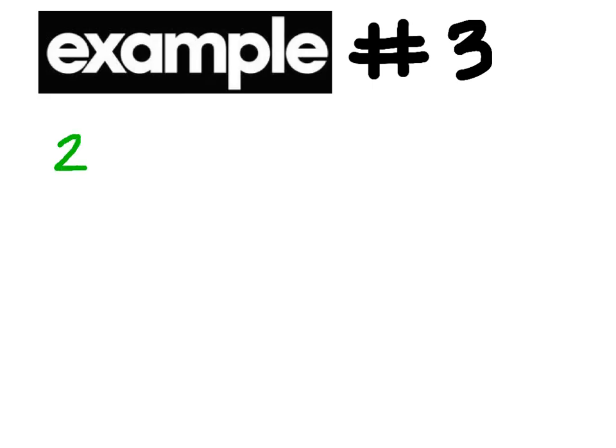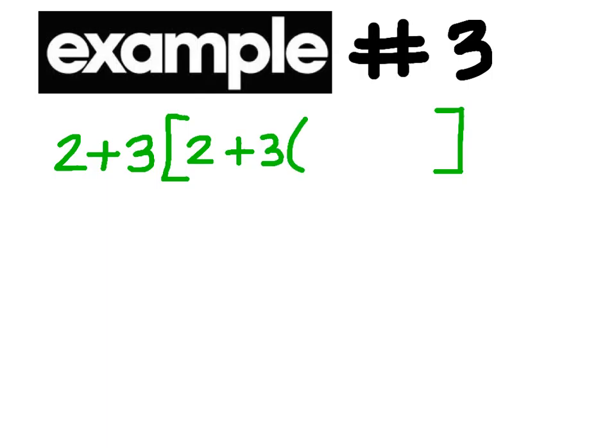Example number 3. 2 plus 3 times the quantity of 2 plus 1, or not 1, but 2 plus 3 times the quantity squared of 1 plus 1. Close the quantity, add 2, close the larger quantity, and then add 3.